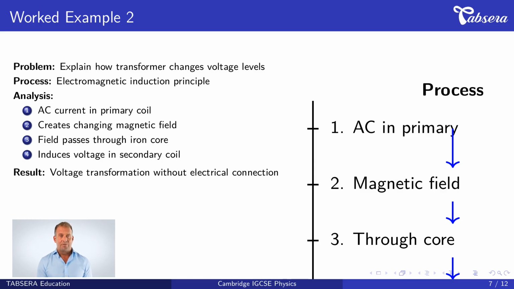Example 2 explains how transformers change voltage levels. The problem asks us to explain the voltage transformation process. This uses electromagnetic induction, discovered by Michael Faraday. Now we analyze the 4-step process.